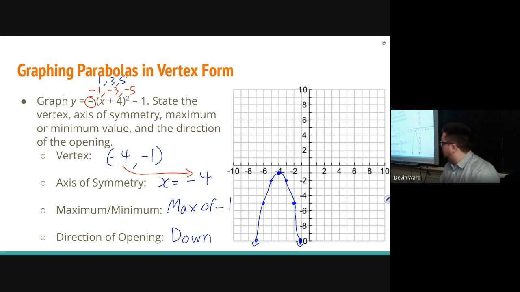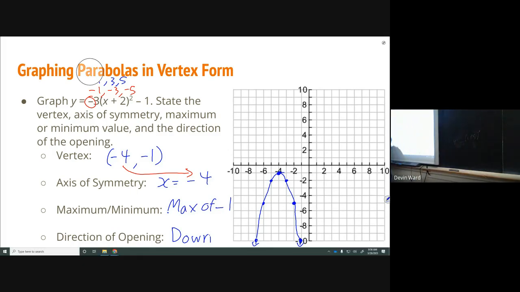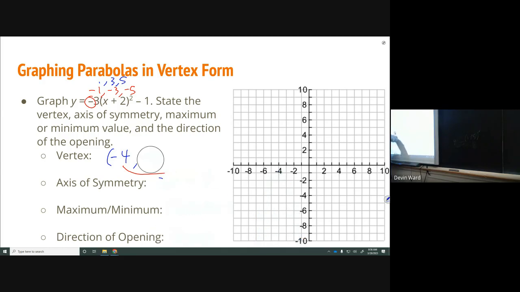Let me do it right now. Okay, go ahead. Last one. It's negative and there's an A value. Okay? So we have y equals negative 3 (x plus 2) squared, minus 1. What's the vertex? Always start with the vertex. So negative 2 and negative 1. Perfect.